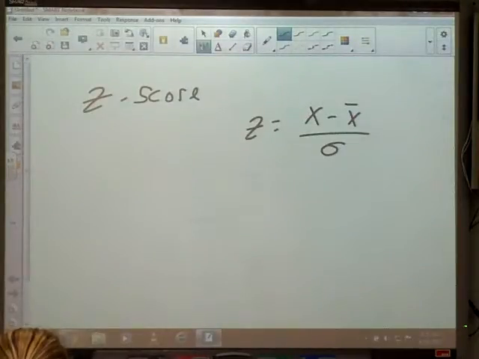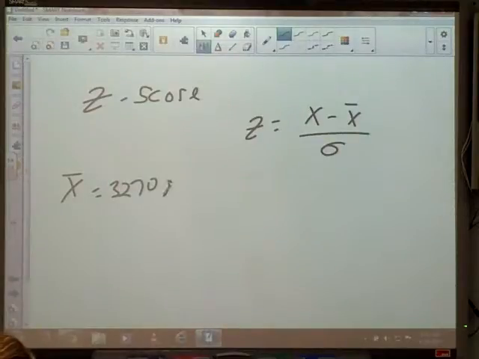Let's do a problem here where we find a Z-score right quick. It says a study finds that weights of infants at birth are normally distributed with a mean of 3,270 grams.